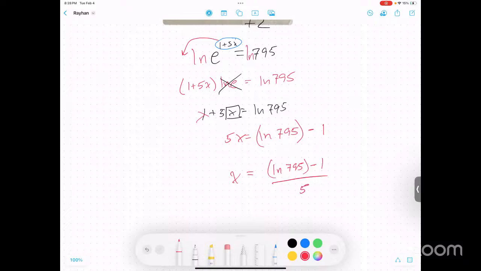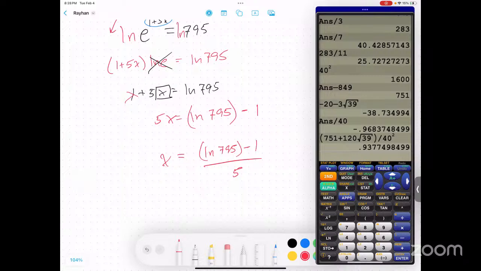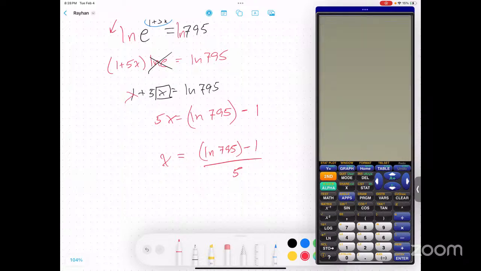This was the exact answer. And if they want you to write it as a decimal, just punch it into your calculator. ln of 795, which isn't a pretty number, minus 1. Hit enter, and then divide that by 5 and hit enter, and there's your answer. So it's approximately 1.14.